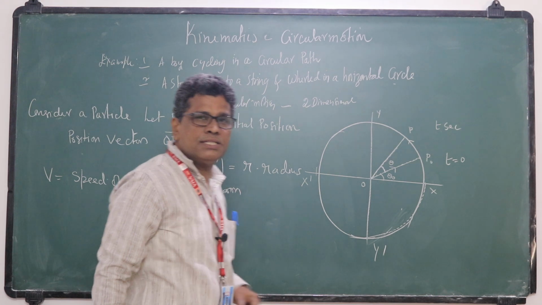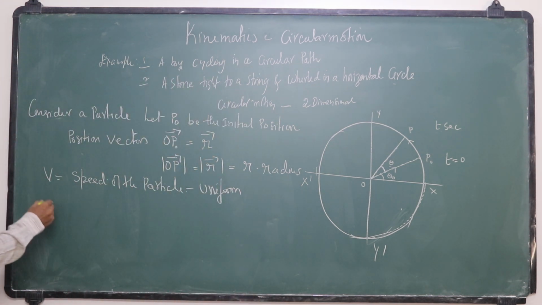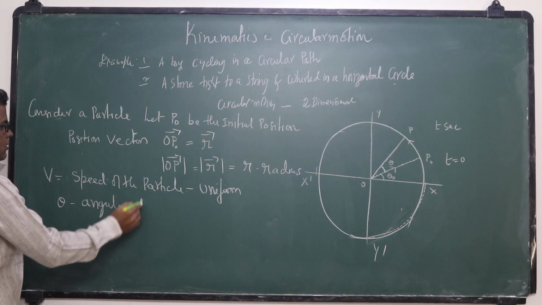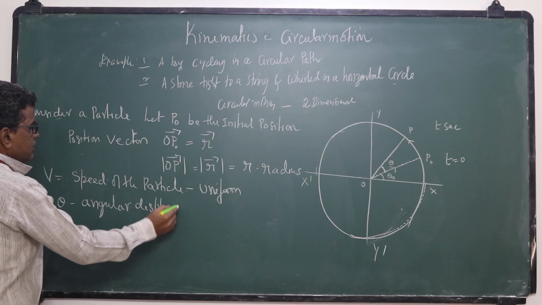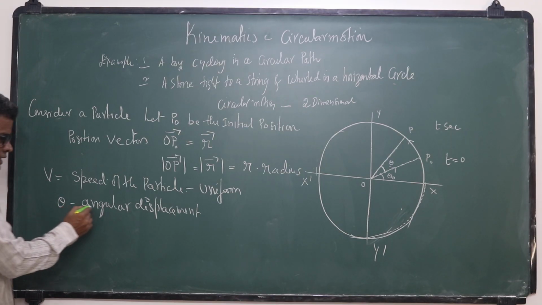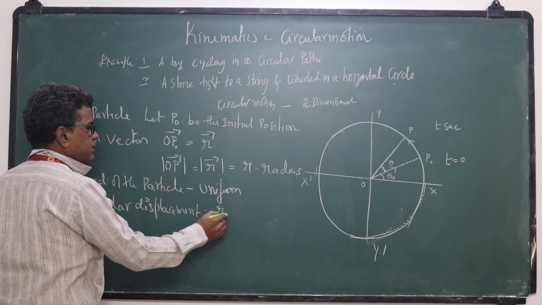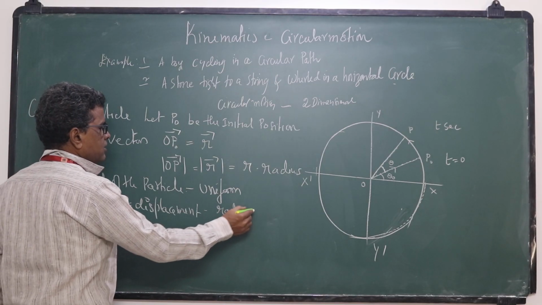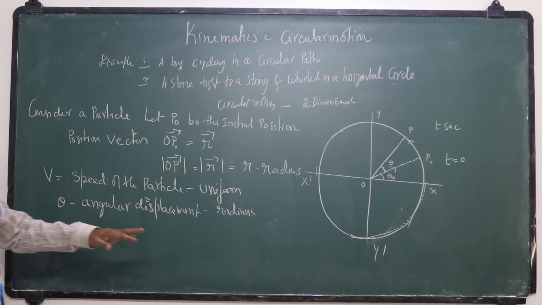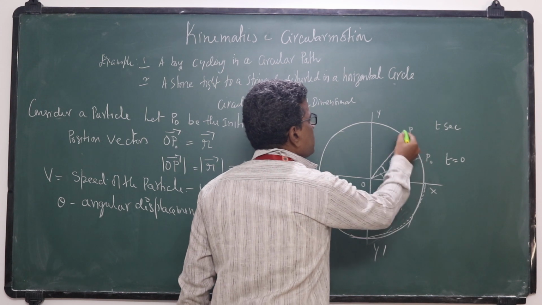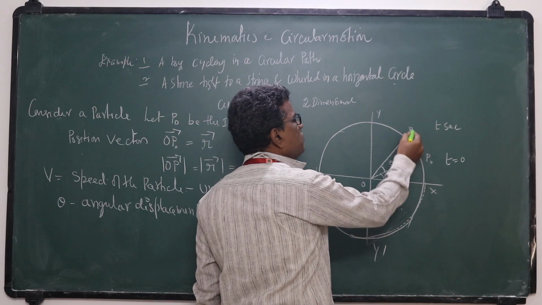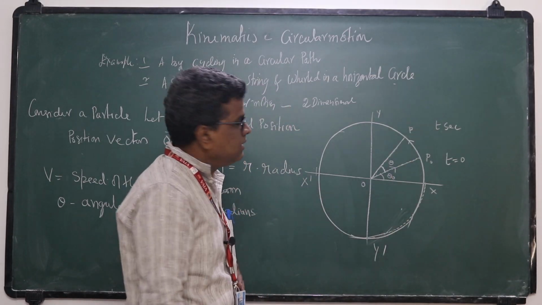This theta is called angular displacement. As we discussed linear displacement, now I am going to introduce a new term, that is angular displacement. It is measured in radians, so its SI unit is radians. This angular position changes with respect to time, so the theta value changes.